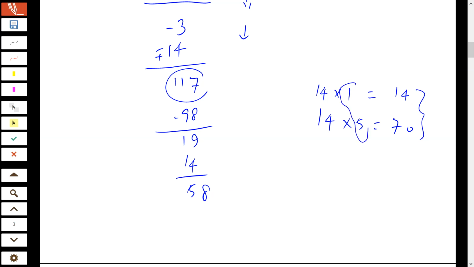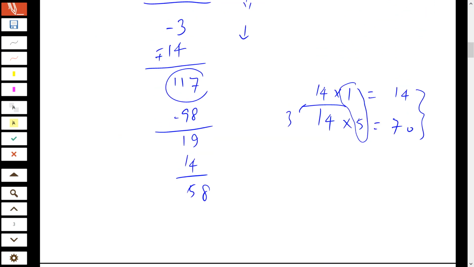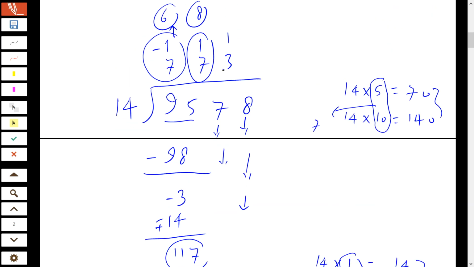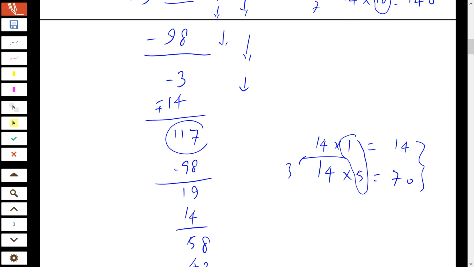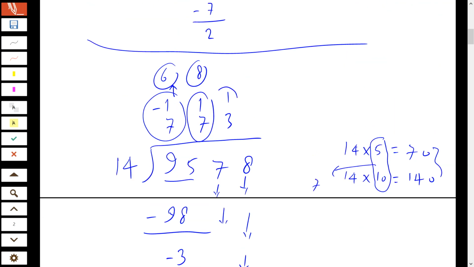So it means that I should try a number between 5 and 1. So how about 3? Let's try with 3. So 14 times 3 is 42. I get 16. 16 is not acceptable because it is larger than 14. So I try 14 times 1. 14 times 1 is 14. And I subtract this. I get 2. 2 is acceptable. So how do I combine 3 and 1? 4. So my answer now is 684. I hope you get the point.